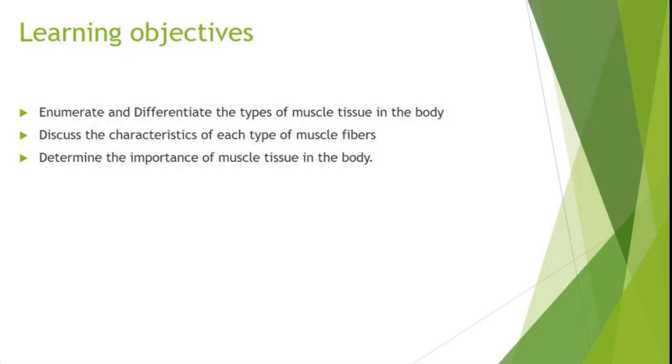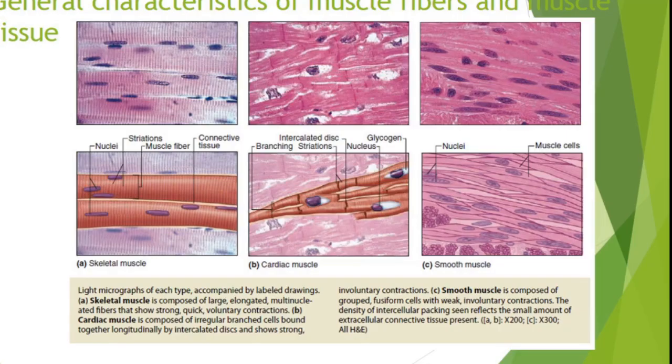So according to histological classification, meron tayong tatlong types of muscle tissue around the body. We have the skeletal muscle, the cardiac muscle, and the smooth muscle. At bawat muscle tissue type ay binubuo ng mga muscle fibers na tinatawag. So ang muscle fibers, isa-isahin natin yung mga characteristics. So ano ba yung mga characteristics ng muscle fiber?